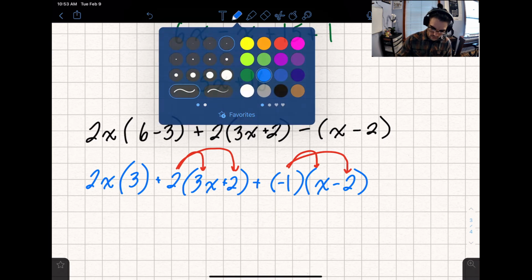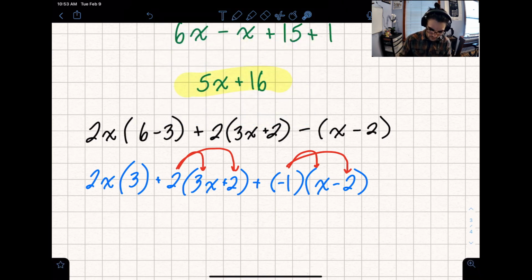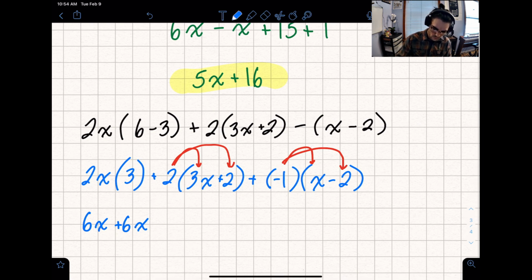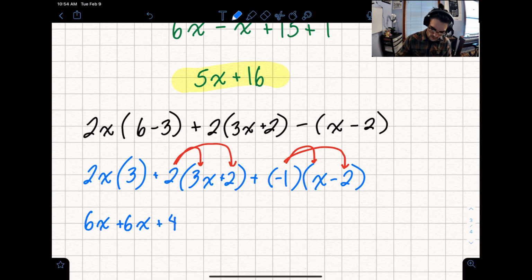So let's start simplifying this. Well, this we know can be simplified over here. 2 times x times 3 is going to give us a 6x. Now we distribute the 2 into the 3x plus 2. 2 times 3x is another 6x. And then 2 times 2 is 4, so we're going to write +4 here. Now we'll move on to this part of the expression. -1 times x is going to give me a -x. And then -1 times -2 is going to give me a +2.